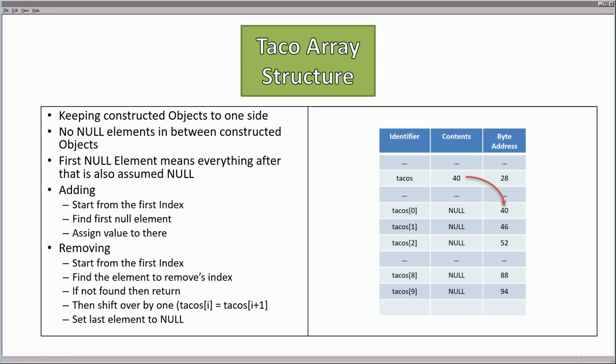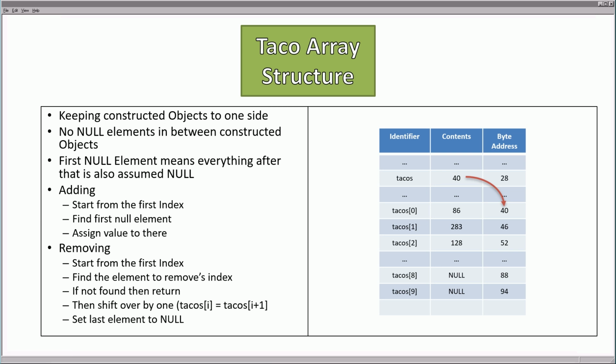Now, when we were going over adding, what we did was we started from the first index. Once we find that first null element, let's say right here, then we add the reference, the memory address, to that object. Now if we add another one, notice here that's not null, but the next one is, so we add the other reference there. And then if we add another one, the first one's not null, second one's not null, but this one is. And now everything past that is also going to be null.